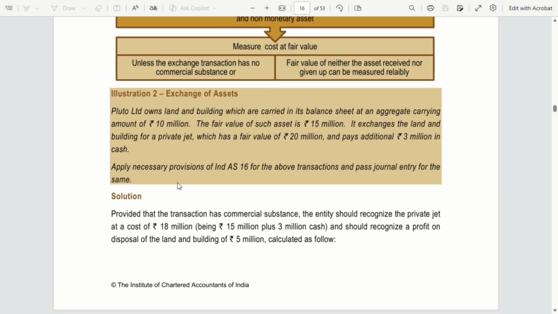So now we have to provide, we have to apply the necessary provision of Ind AS 16 and for the above transaction, and we have to pass the journal entry. So इसको कैसे करेंगे देखो.